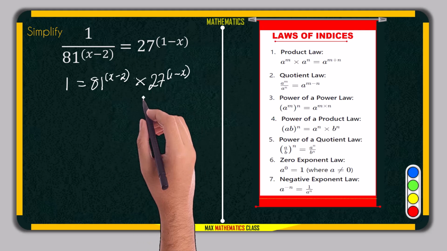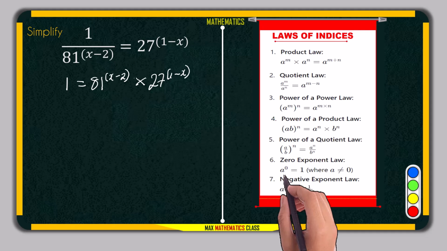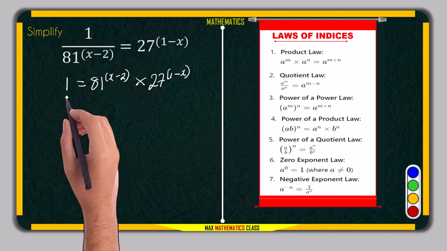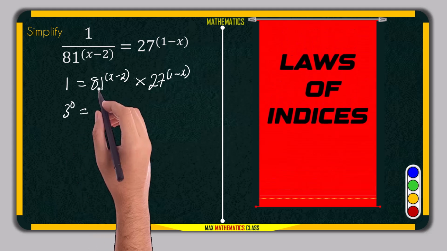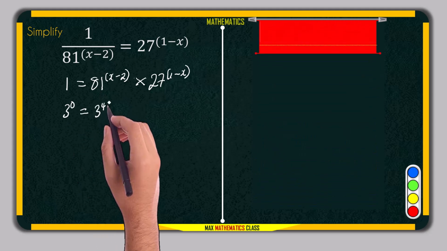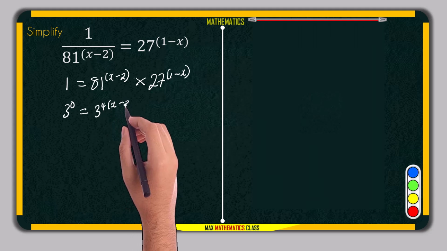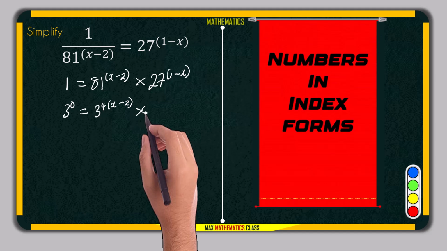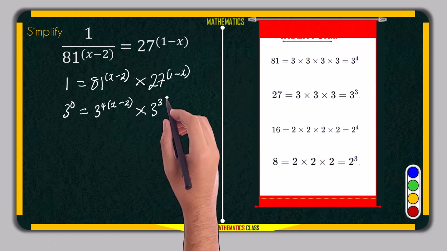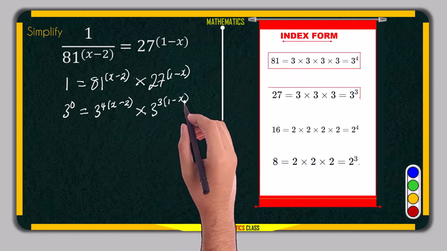Again, we are going to apply this law: any number raised to the power of 0 is 1. So this 1 now we can write as 3 raised to the power of 0, and it will be equal to 81, which is 3 raised to the power of 4 times (x minus 2) that is already there, times again 27, which is 3 raised to the power of 3 times (1 minus x) that is already there.